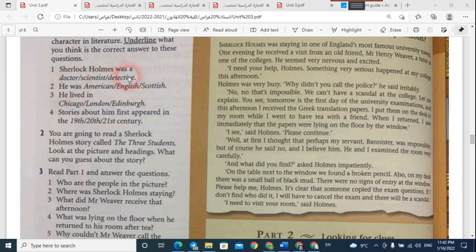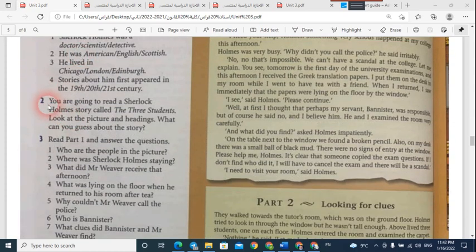هل كان طبيبا أم عالما أم محققا؟ He was American, English or Scottish. He lived in Chicago, London or Edinburgh. Edinburgh is in Scotland, a city in Scotland. Stories about him first appeared in the 19th, 20th or 21st century. So based on the information that you have about this character, you need to answer this question. عليك أن تجيب عن هذه الأسئلة بالاستناد للمعلومات التي تمتلكها عن هذه الشخصية. معلومات عامة.